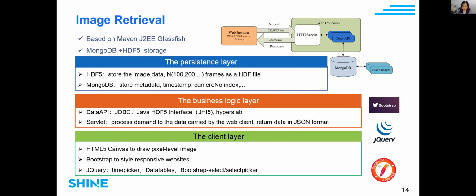The persistent layer, the business logic layer, and the client layer. The Data API uses a database connector to connect to the MongoDB database to get a specific image's index. With the index to the HDF files, it uses a Java HDF file interface to access the image HDF file format.